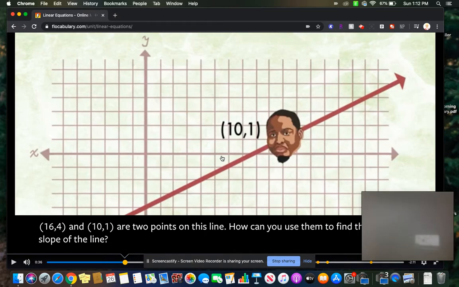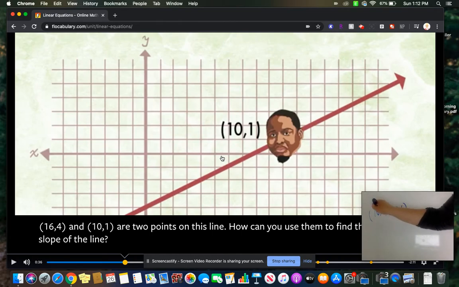A new value for X and new value for Y. Okay, let's get started. The points (16, 4) and (10, 1) are 2 points on this line. How can you use them to find the slope of the line? So let's go ahead and plug them in. Ready? (16, 4) and (10, 1). Okay, so let's go ahead and label.